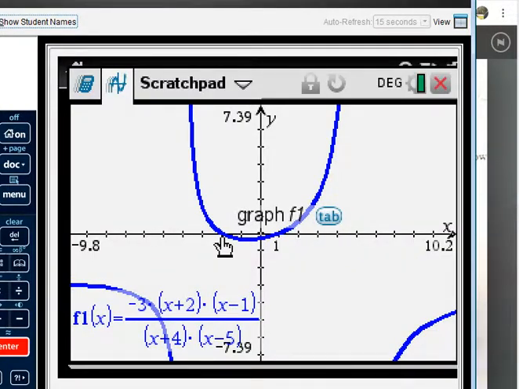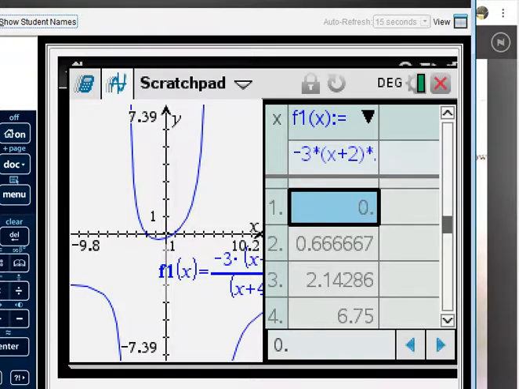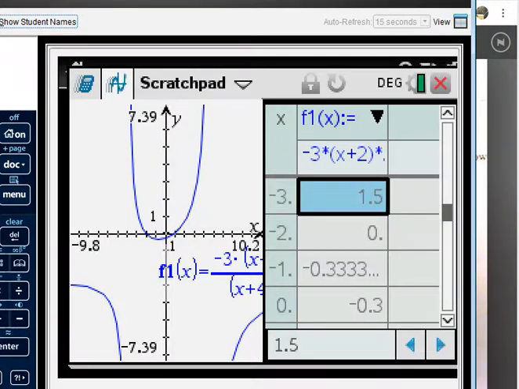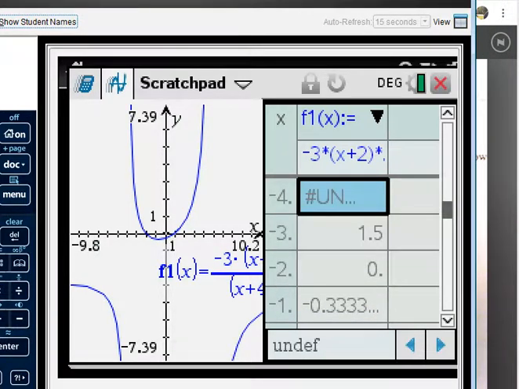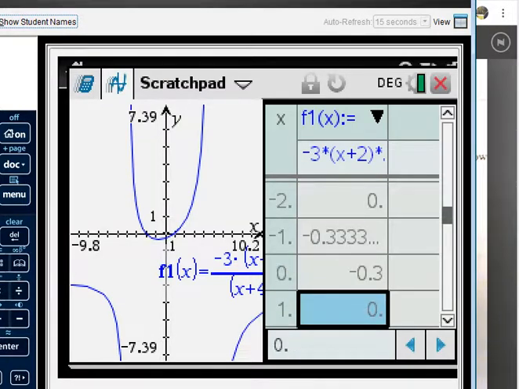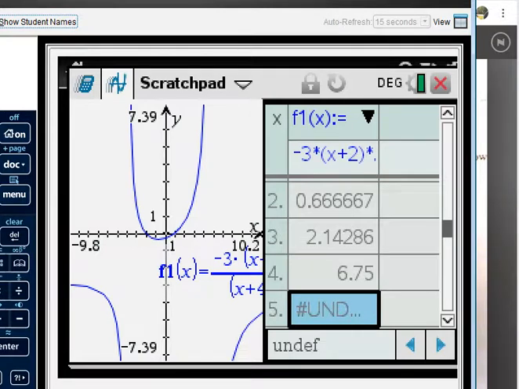Let's check on our graph. If we look at the table, so we hit Control T, and it brings up the table. Let's look what happens when we have -4. See how it says UN? That means undefined. And then let's look at 5. See how it says undefined?